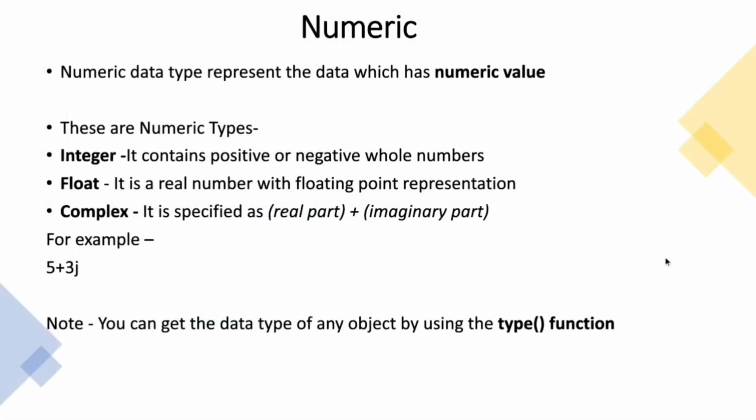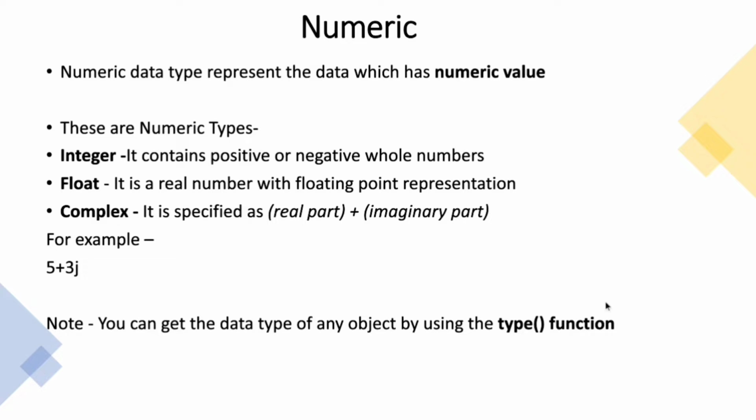So let's see what numeric values are. These are the types: integer, float, and complex. Integer contains positive or negative values. Float contains decimal values, and complex has a real part and an imaginary part. I already told you in the previous video what the type function is and how we can use it.